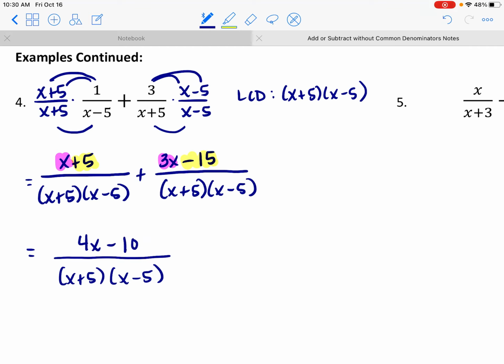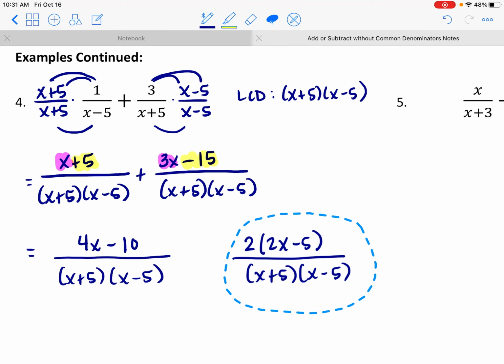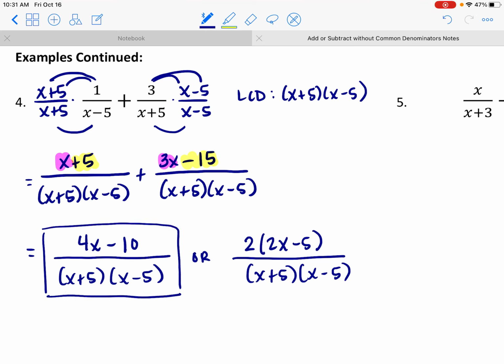Now that numerator does actually factor. I could factor out a GCF of 2, but because that leaves me a 2x minus 5 and it doesn't reduce with the denominator, the x plus 5 or the x minus 5, it's really okay to leave it in the previous form. So the factoring doesn't help us reduce, which means either one of these is going to be an acceptable answer. So if you left it here, you'd be fine. Or if you wanted to go ahead and factor, even though it doesn't reduce, that would be totally acceptable as well.